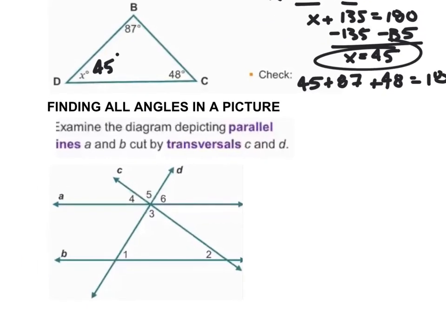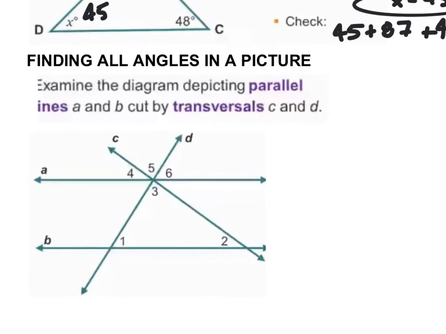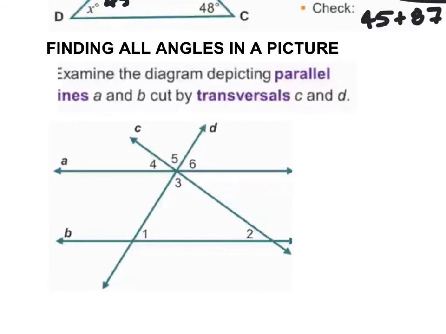All right, now, in this picture, it wants us to find all angles in a picture. So when you're given a picture like this, okay, examine the diagram depicting parallel lines A and B. So knowing that these two lines are parallel, let's come in and label those. A and B as parallel. And those are cut by transversals C and D, okay? And as a result, what we know is that these are transversals, okay? And that I have this, all right?